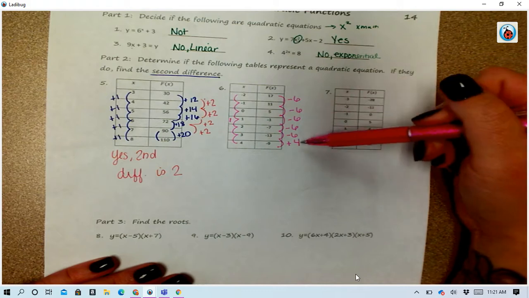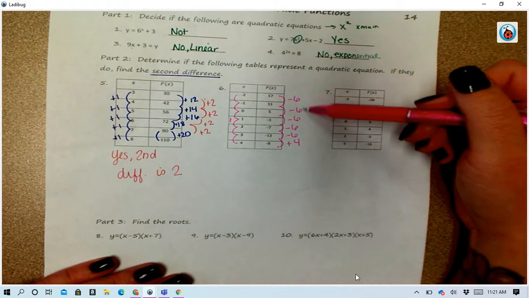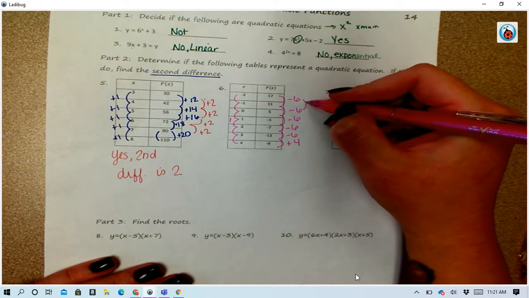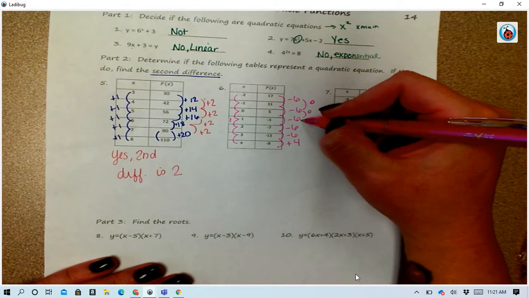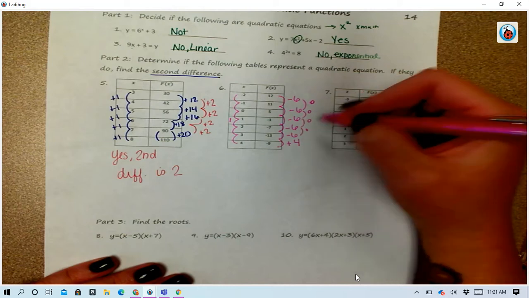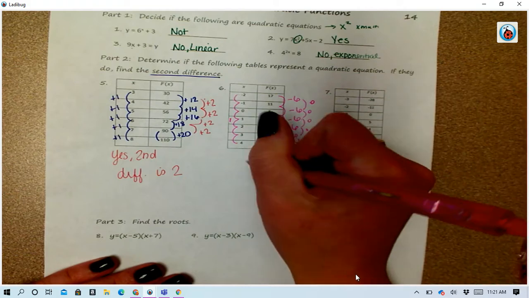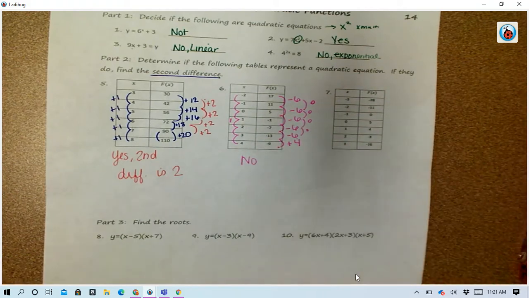So there's no way that this can be quadratic, because if we take a second difference here, nothing changes. This was all good with a first difference pattern until down here, so this is not quadratic.